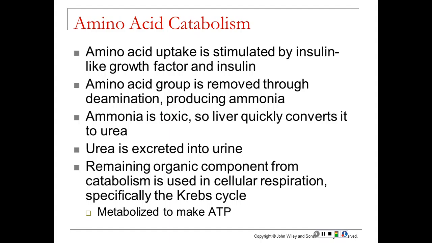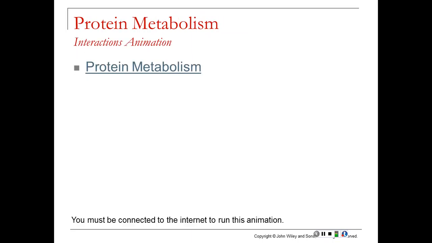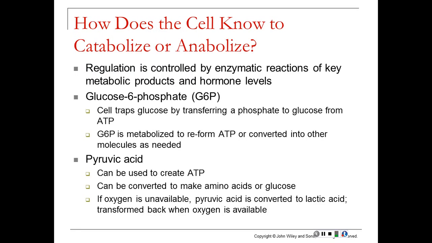The remaining organic components from catabolism can then be used in cellular respiration in the Krebs cycle, in other words, to make ATP. But because ammonia is created as a byproduct of amino acid catabolism, your body really doesn't like to use amino acids for energy. This animation goes through the process of protein metabolism.